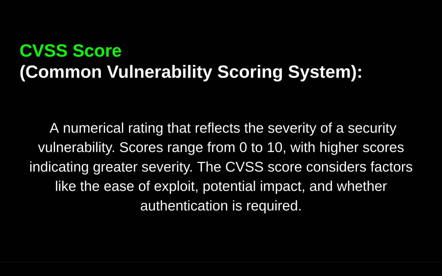So what is a CVSS score? It's basically the Common Vulnerability Scoring System. It's a numerical rating that reflects the severity of a security vulnerability. It ranges from 0 to 10. Most of the ones we mentioned today were between 7 and not quite 8, so they were in the high range, but not super high. And then the CVSS score considers factors like how easy it is to exploit, what the potential impact is, and whether authentication is required.